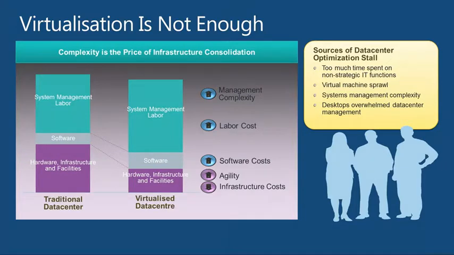Virtualization, as great as it is, is not enough. If we have a look at the graph, we can see a traditional data center versus a virtualized data center, and of course this is on average. Sometimes it might be more, sometimes less, but we tend to see lower infrastructure costs from a purely hardware perspective, as you're consolidating and getting more out of your tin. Your agility goes up, but then your software costs go up, your labor costs go up, and your management complexity goes up. So overall, there is a reduction between those two graphs, but a very slight one.